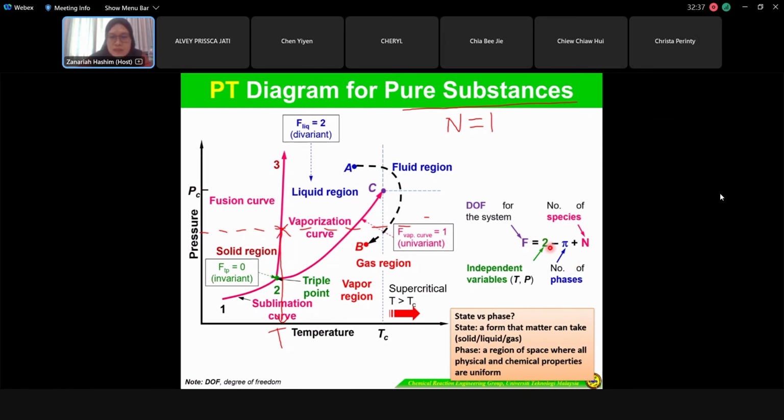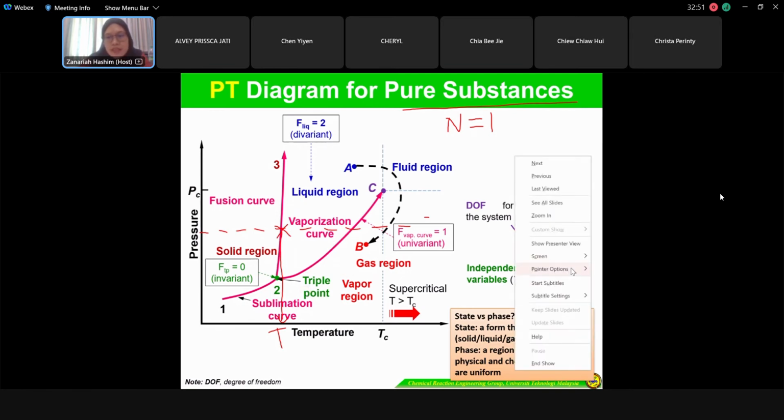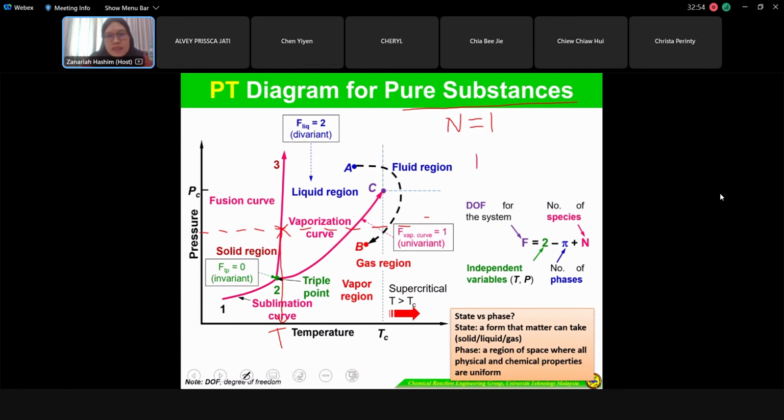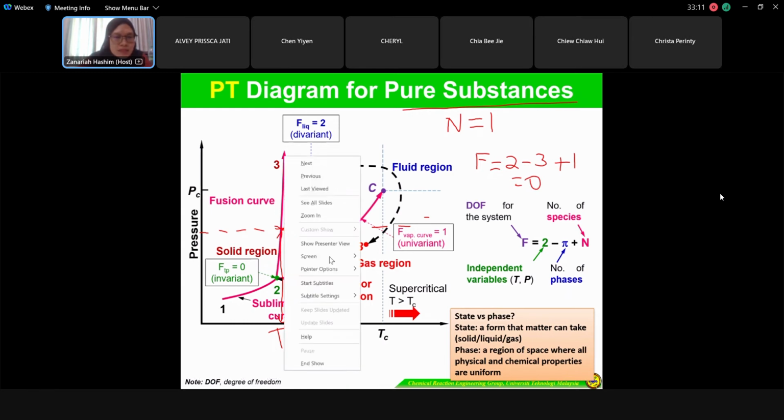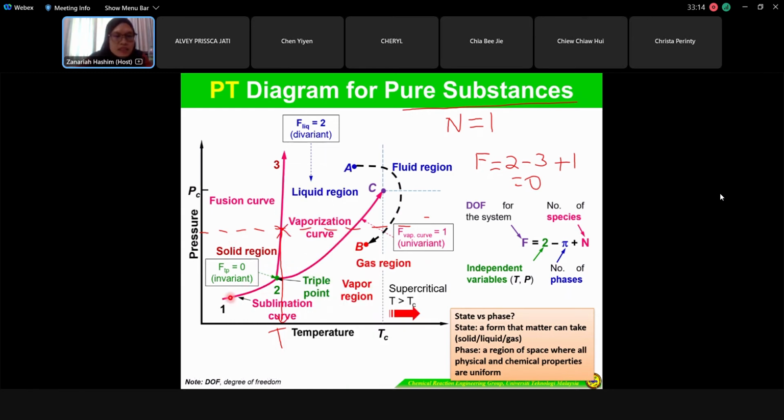So you can calculate the degrees of freedom. For example, for the triple point, F equals 2 minus 3, because you have the 3 phases, plus 1 because you have one species. So this equals 0. It's already written here: for the triple point, the degree of freedom is 0.